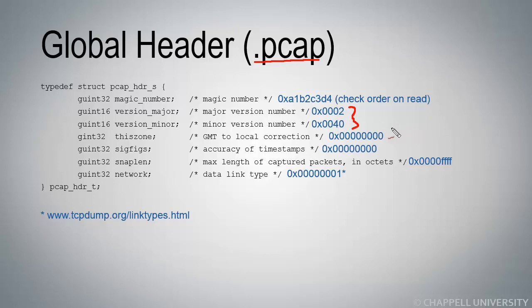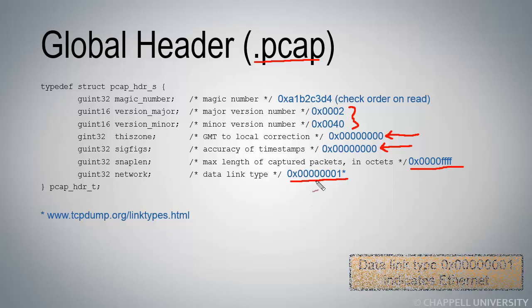The next section has the GMT to local correction value, and because most time is done in GMT format, this should probably be all zeros. The accuracy of timestamps value is set at all zeros, and we'll see accuracy information inside the packet header in just a moment. The maximum length of the captured packets is set by default to 65,535, which is FFFF. We'll see additional information regarding lengths inside of the packet header. And then at the bottom we have the data link type.